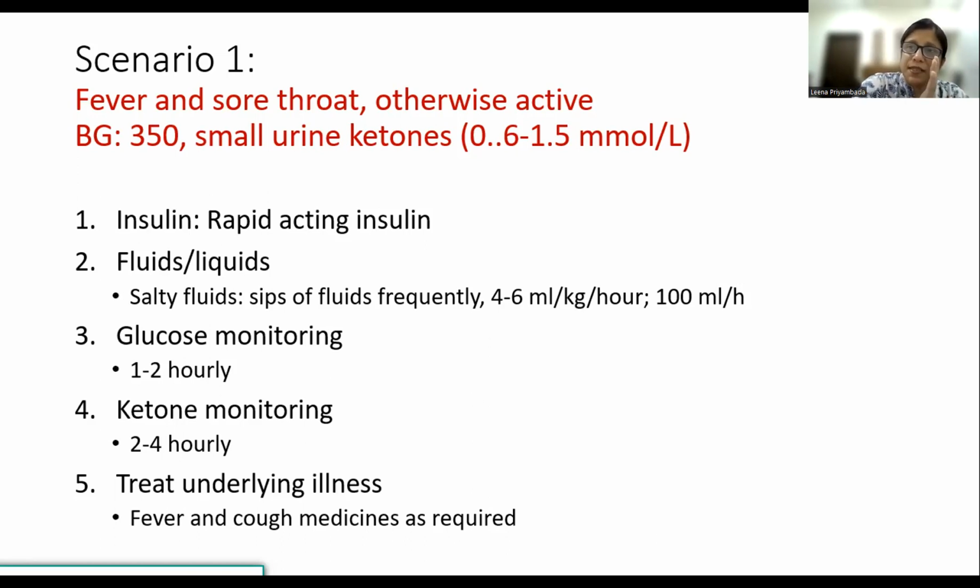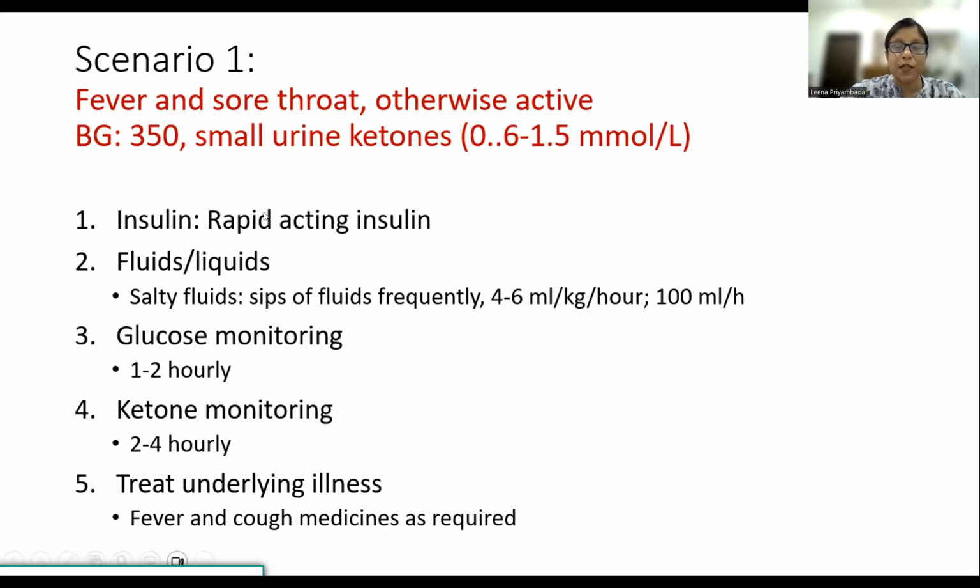Basically, less than 0.6 millimoles per liter in the blood ketones is normal. 0.6 to 1.5 is small, 1.5 to 3 is moderate, and more than 3 is large. More than 3 means impending diabetic ketoacidosis, and less than 0.6 is normal. If you see numbers around 2.5, then it is a little worrying.